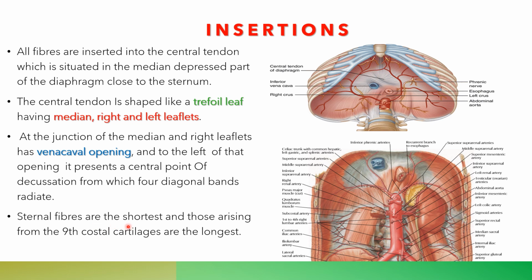Now the sternal fibers, which arise from the sternum, are the shortest, and those arising from the ninth costal cartilage are the longest. That you have to remember. So this is about the insertion of the diaphragm: all the fibers of the diaphragm are inserted into the central tendon. It consists of the median, right and left leaflets. This you have to remember.